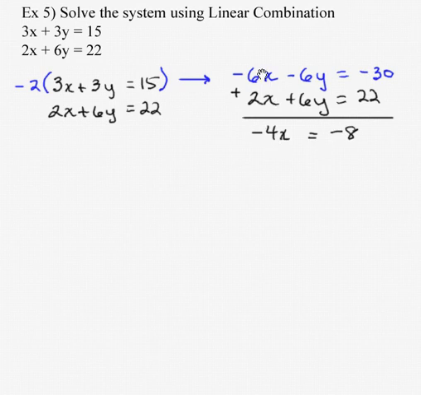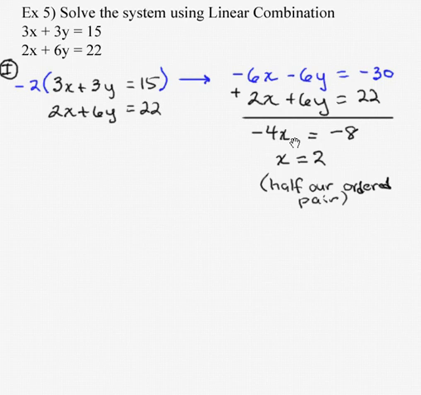When we add them, -6x plus 2x is -4x. -6y and positive 6y drop out to 0, which was our goal, to eliminate one of the variables. And -30 plus 22 is -8. Let's continue to find out what x is. So divide both sides by -4. X equals 2. That's half our solution. We need to know the y value.